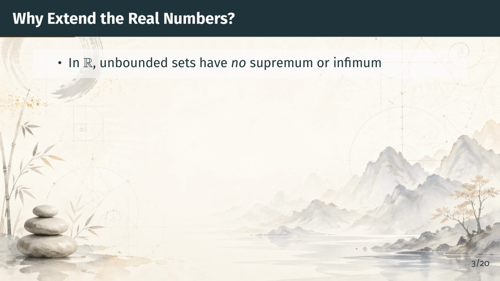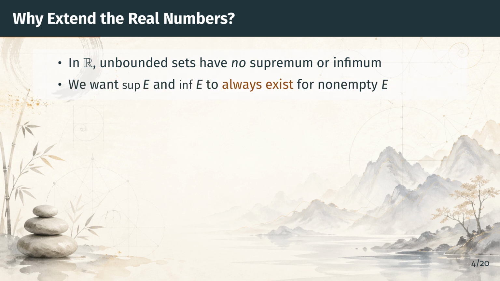So what do we really want? The goal is to set up a system where every non-empty subset has both a least upper bound and a greatest lower bound. This makes many statements in analysis cleaner and avoids endless case distinctions about whether a set is bounded or not. How can we achieve this?